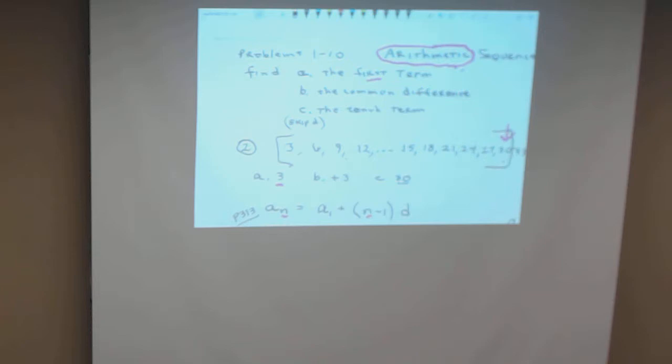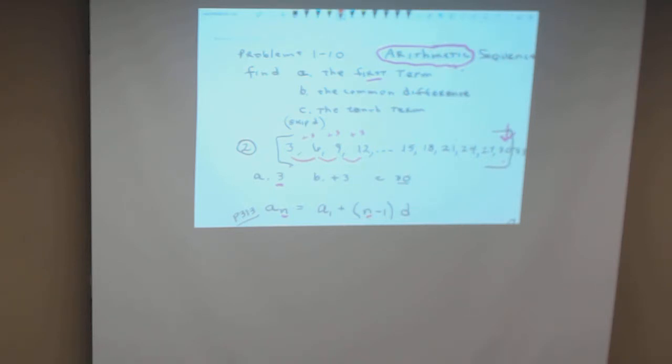And see, problem 2 says 3, 6, 9, 12. Okay, so what comes after 12? 15. What comes after 15? 18. What comes after 18? 21. How do I know that? What did you add to 3 to get 6? 3. Add 3. What did you add to 6 to get 9? 3. What did you add to 9 to get 12? 3. So if you've added 3 every time, what do you figure you're going to do next? Add 3. Just keep adding 3.